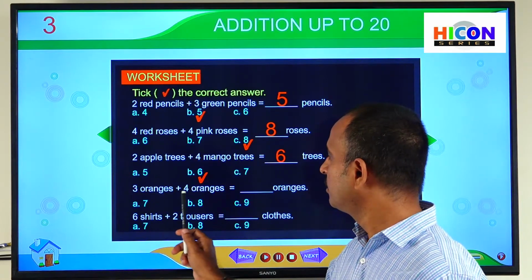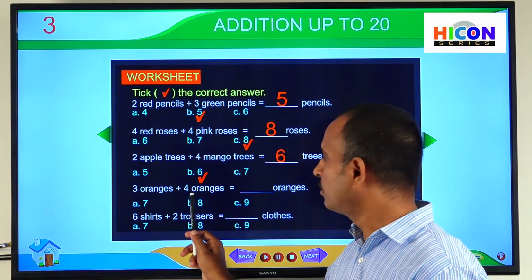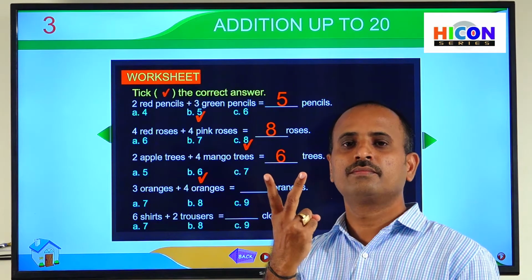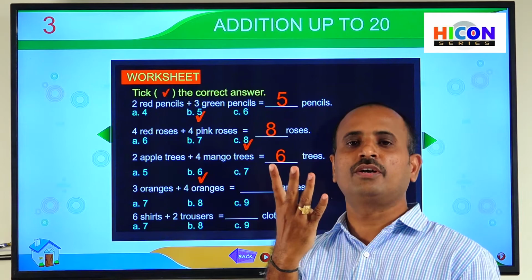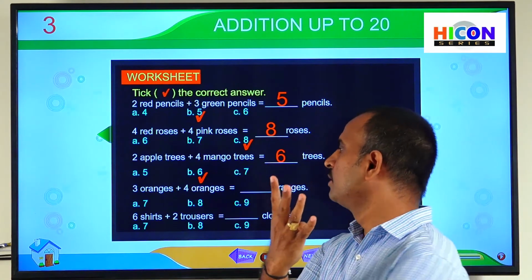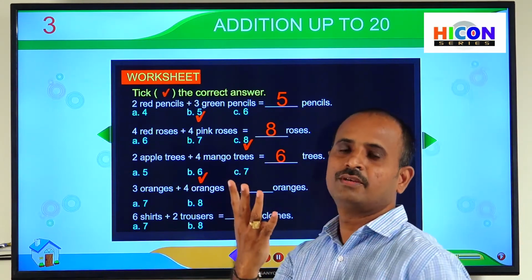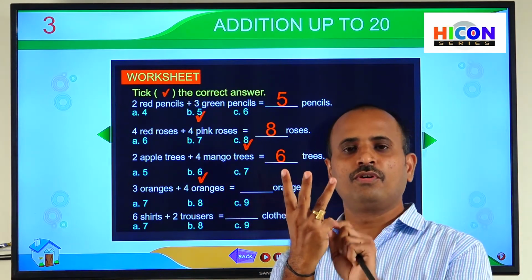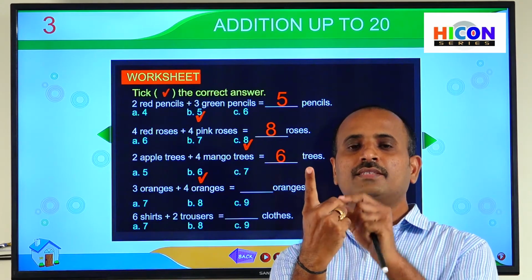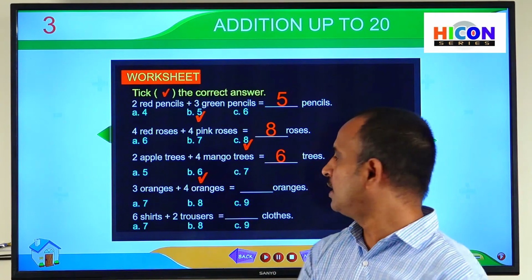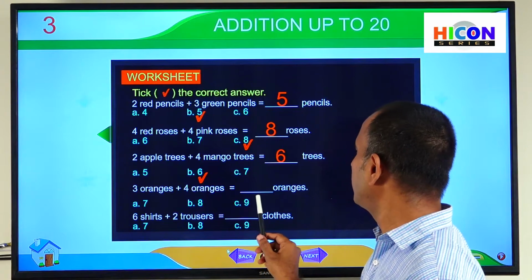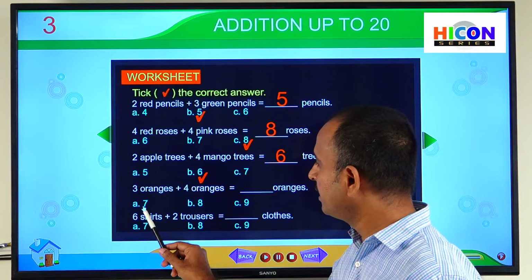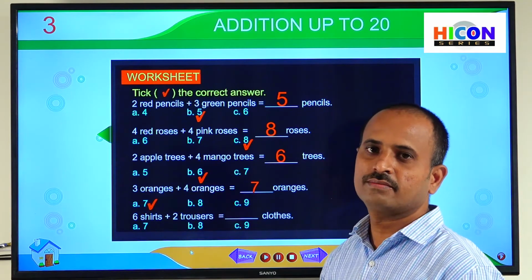So in this addition, what is the second number? 4. So open 4 fingers of your hand. Again 1, 2, 3, 4. And start counting after the first number. So what is the first number here? 3. So after 3, you will get 4. So start counting from 4. 4, 5, 6, 7. So the answer is 7. That means total there are 7 oranges. So 7 is the correct answer. That is A. Put tick mark for A.